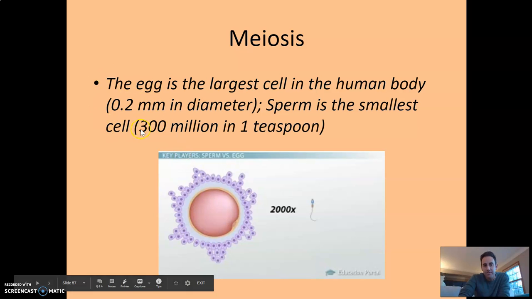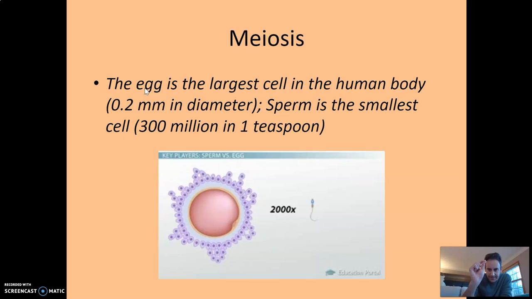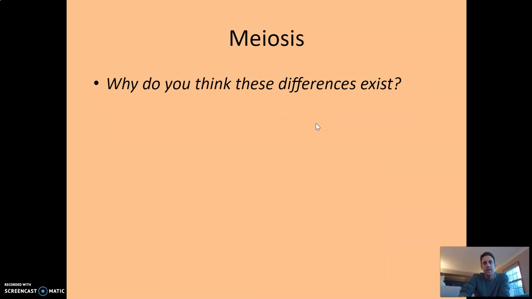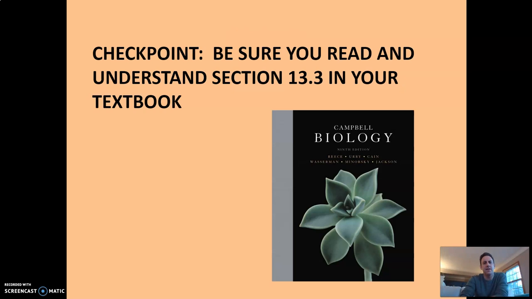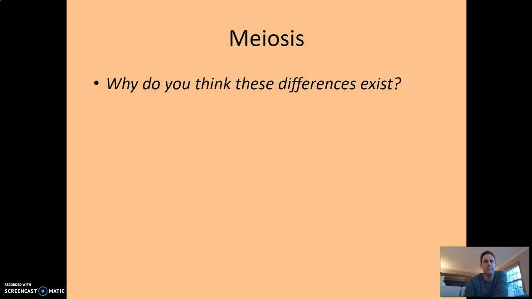And so you can kind of see a little bit of what that might look like. The egg is actually visible to the naked eye. It's 0.2 millimeters in diameter. It looks like a little dot, but you could actually see it on a microscope slide with the naked eye. Sperm is the smallest cell, 300 million in 1 teaspoon, teeny tiny. So the question is why? Why do these dramatic differences exist? And the answer is it's all about reproduction.